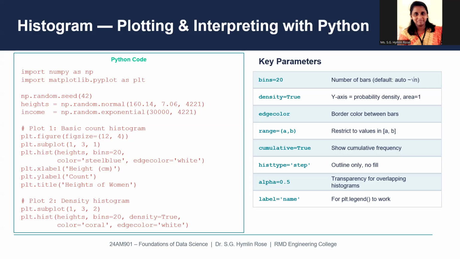Next, you are going to plot the basic count histogram. The figure size is 12 by 4, and it shows height against the count. You are going to plot the height of women.